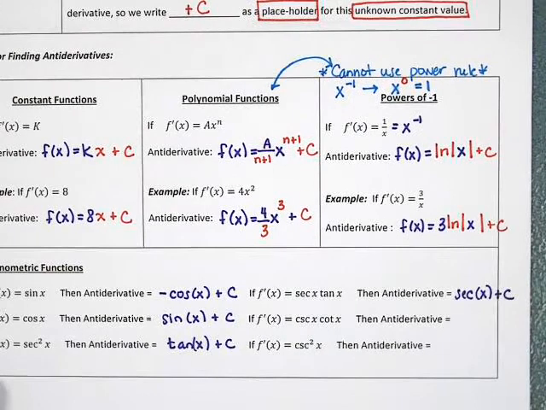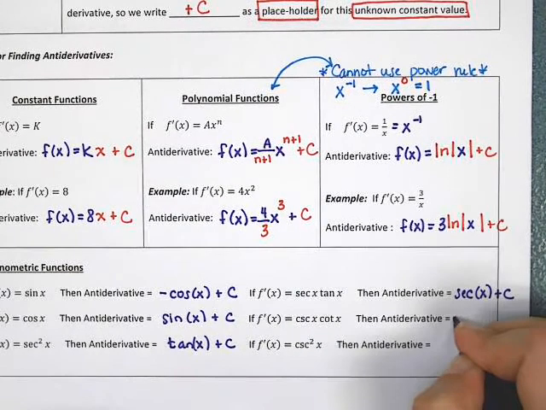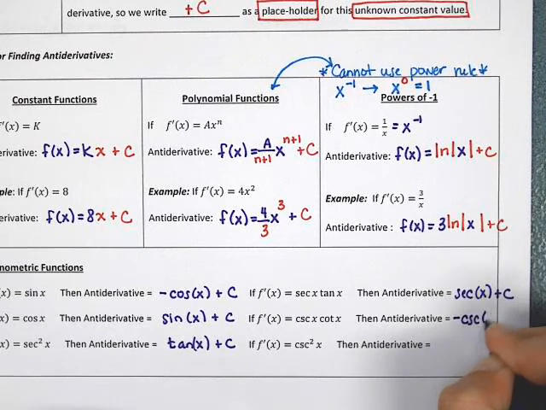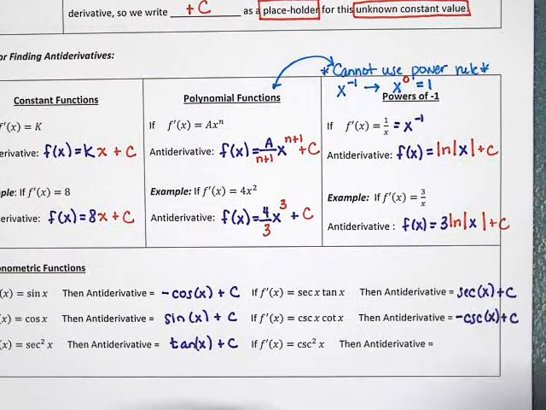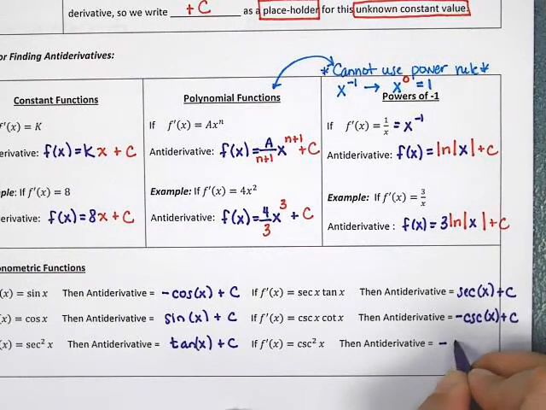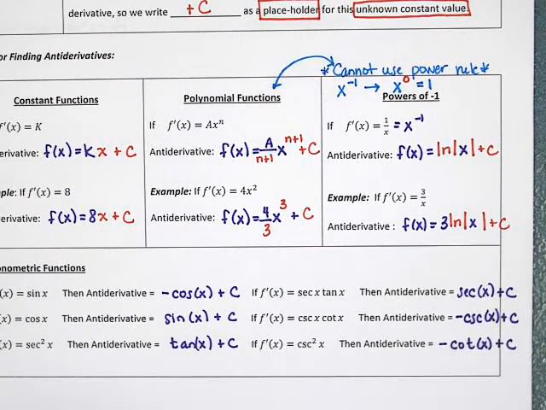If your derivative is cosecant cotangent, then your antiderivative would have been negative cosecant of x plus c. And if your derivative is cosecant squared, your antiderivative would be negative cotangent of x plus c. Now, when we learned how to take derivatives, we said if you take the derivative of anything that starts with a c, you end up with a negative.